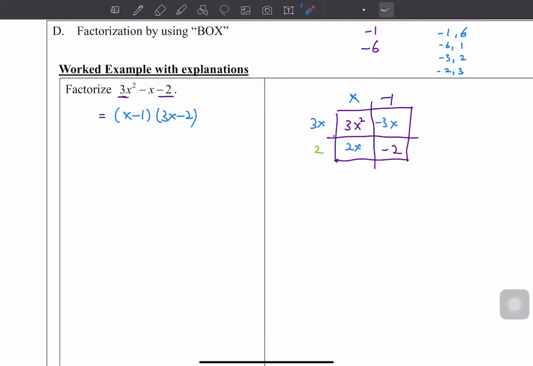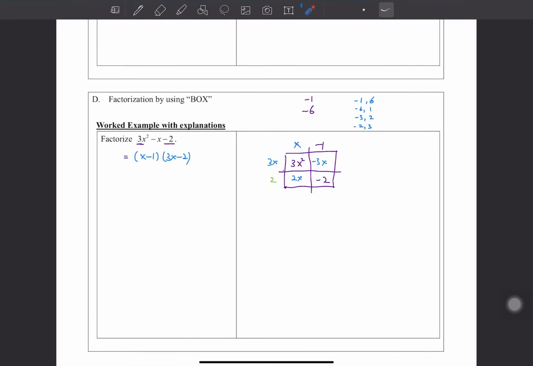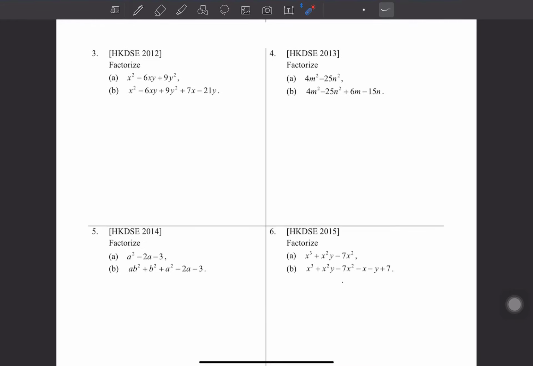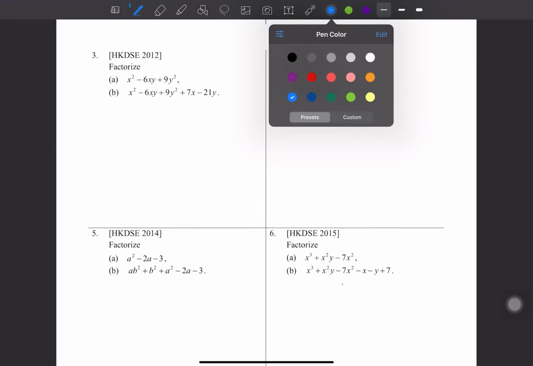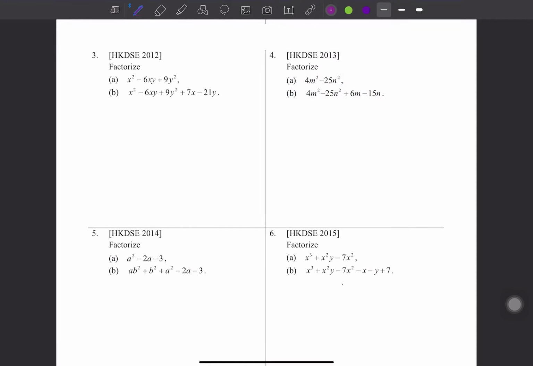We will use several questions to help you revise. For example, question 4. Maybe you can pause the video, okay, and then do it first, and then check the answer.